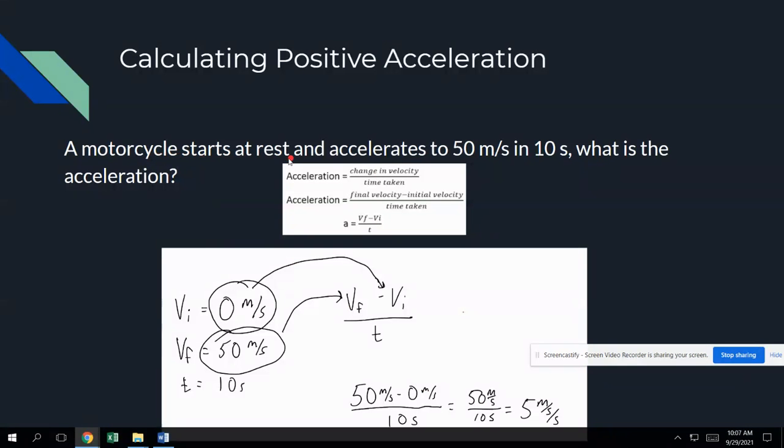It says a motorcycle starts at rest. I didn't even give you a number there, but I said at rest. So the initial velocity, when something's at rest, means it's not moving. If you get a story problem like this, write out the variables you know. My initial velocity is 0, since I'm starting at rest. My final velocity, it reaches 50 meters per second, which is probably a little over 100 miles an hour, maybe 110.